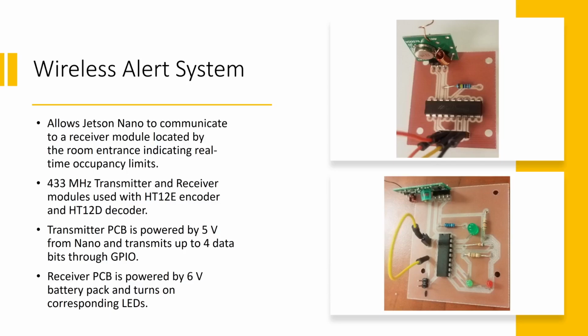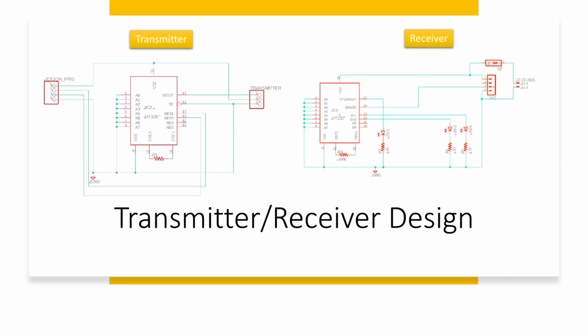The wireless alert system in our project was designed to interface with the Jetson Nano within the camera module in order to provide real-time feedback from the system. Specifically, our alert system has red and green LEDs which indicate if the room has reached its predetermined occupancy limit. This is accomplished using transmitter and receiver circuits which communicate 2 bits of data and turn on the corresponding LED located on the receiver circuit outside of the classroom. This allows a quick and intuitive way to determine the occupancy status of the room before entering.